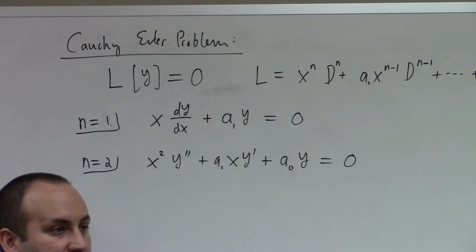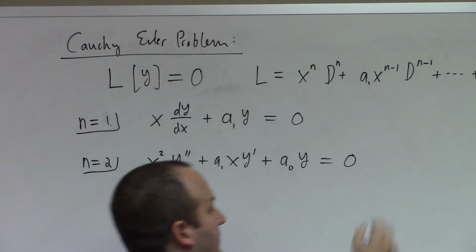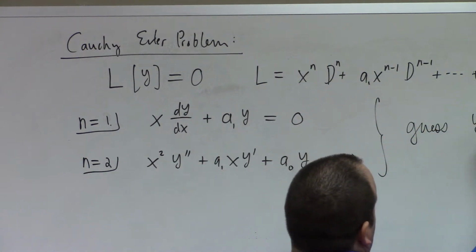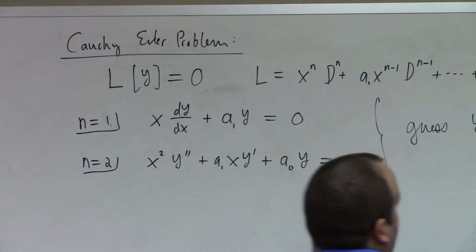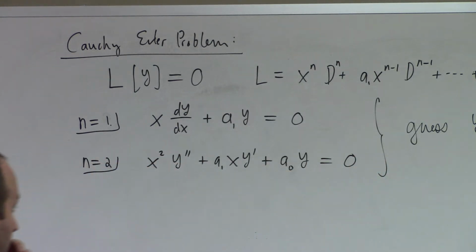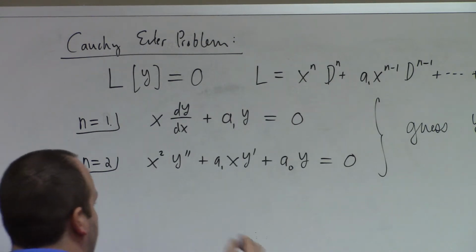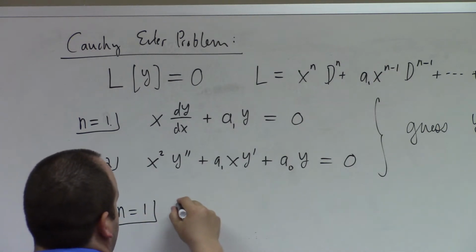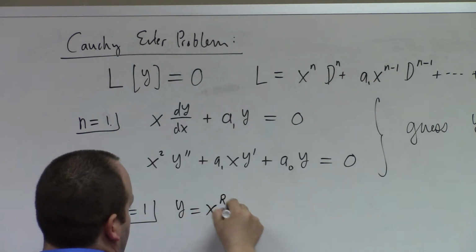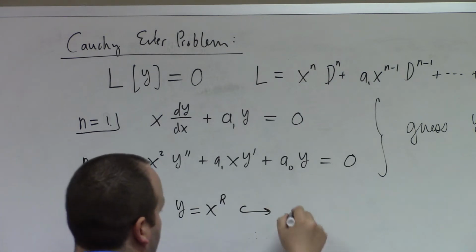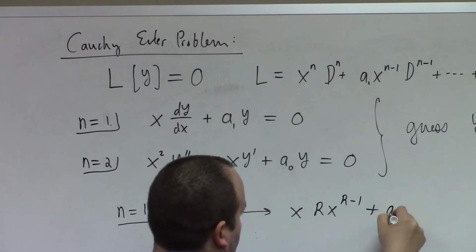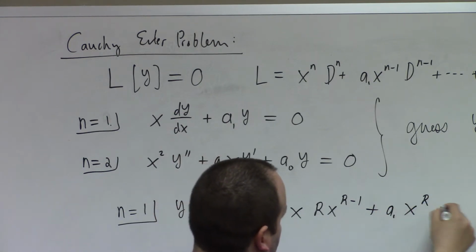That's the observation here, is that we can guess y equals x to the r, and that will maybe get us something. So let's try it out at n equals 1. Guess y equals x to the r. What do we got? x times r x to the r minus 1, plus a1 x to the r equals 0.